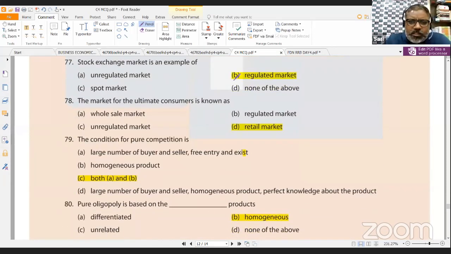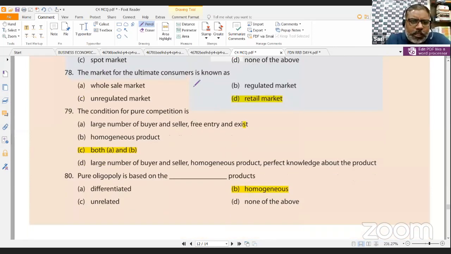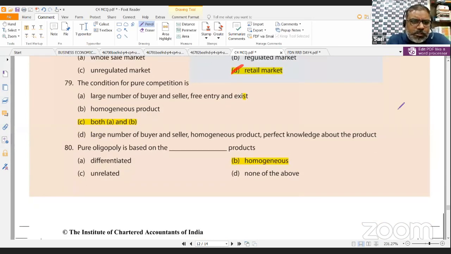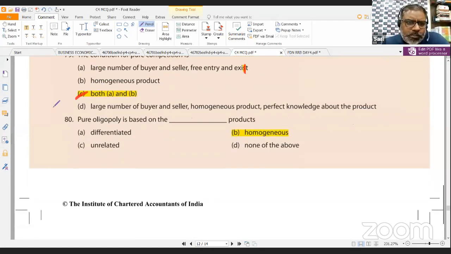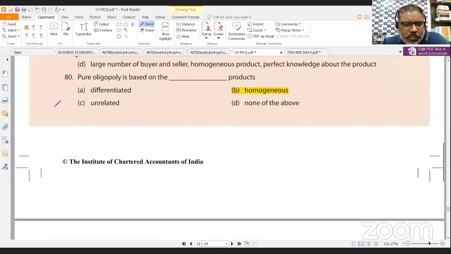Stock exchange market is an example of a regulated market. That example we have taken already. Market for the ultimate consumers, final consumers is called as retail market. Direct questions. The condition for pure competition is what? There should be large number of buyers and sellers and free entry and exit, not exist, exit. Homogeneous product should be there. Both A and B are the features of pure competition. So C is the correct answer for question number 79.